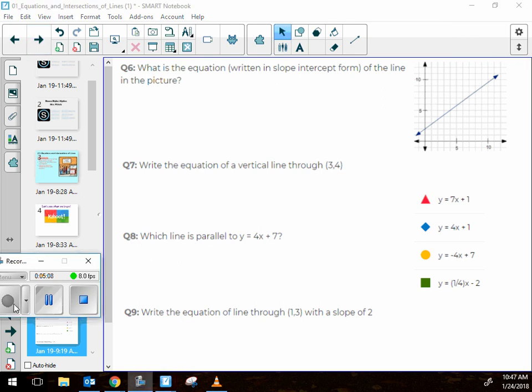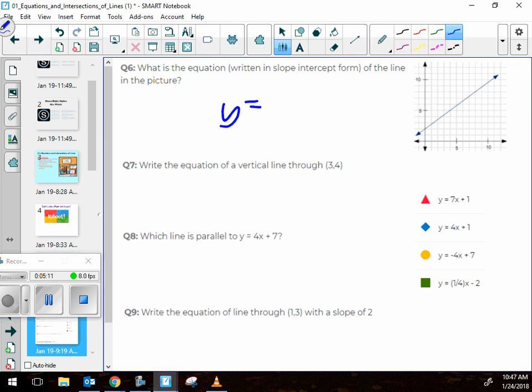So everybody's getting this right, which is y equals, how much rise did you guys get? 3 over how much run? 4x, and then it has a y-intercept of 2 plus 2. Okay, you're really good at that. Do you know how to do vertical lines?